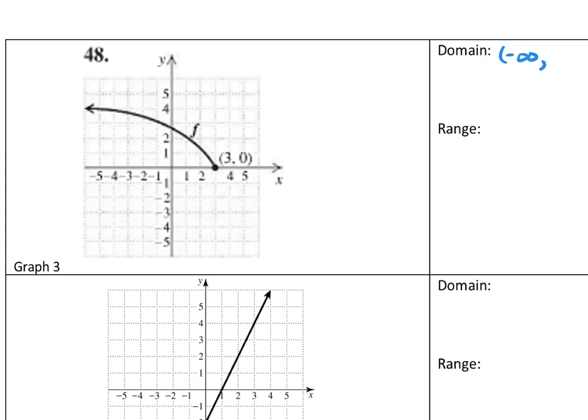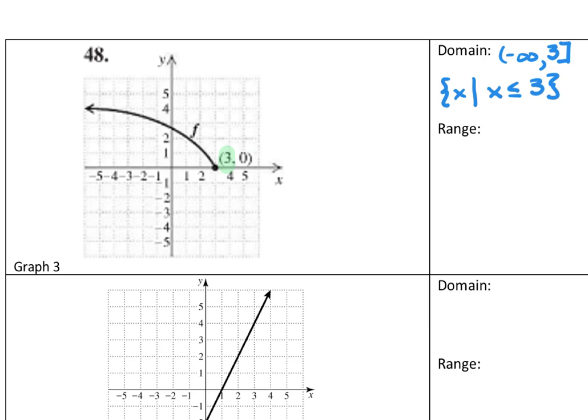And again, we want a parenthesis. How far to the right does this go? Well, if we go to the right, it stops right here. Remember that when we talk domain, we want the x value, and so our rightmost x value is going to be 3. If we write this in set notation, we have x such that we want all the values that are less than or equal to 3.